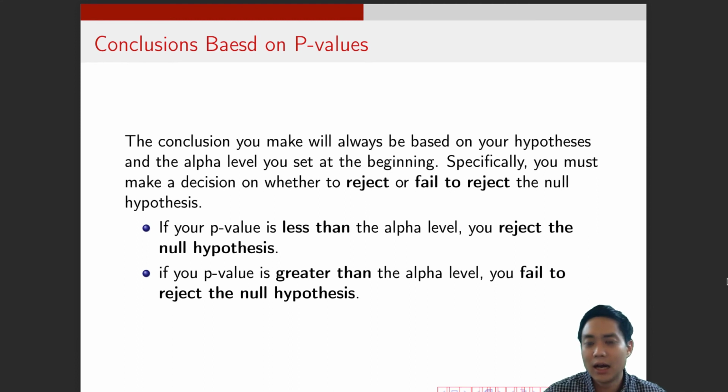All right. So what we're going to do is look at our p-value, and if that p-value is low enough, if it's less than our alpha level, then we reject the null hypothesis. If the p-value is greater than the alpha level, then we're going to fail to reject the null hypothesis.